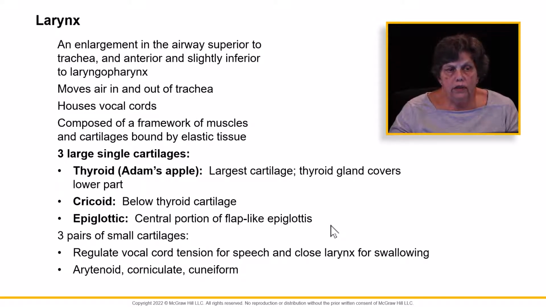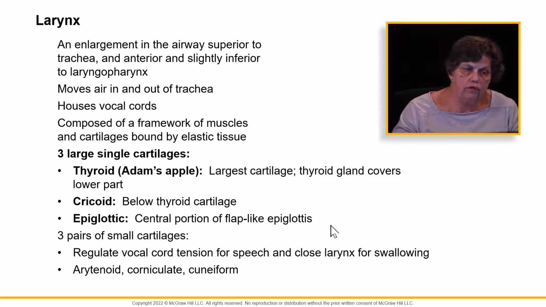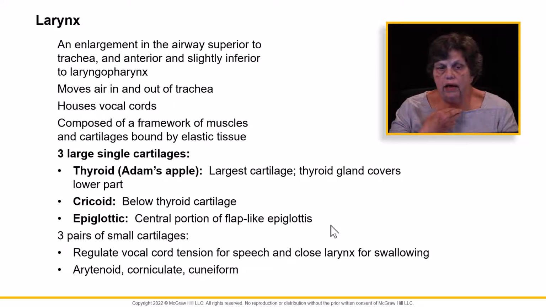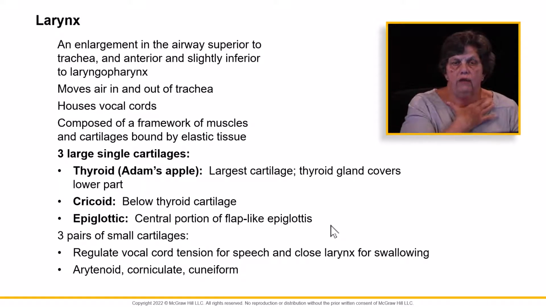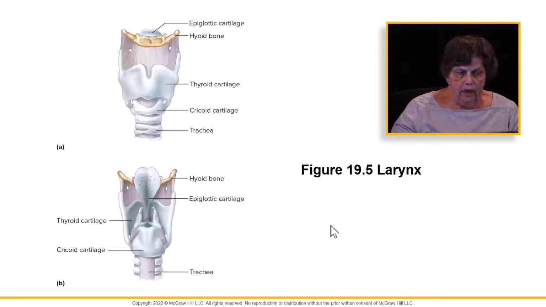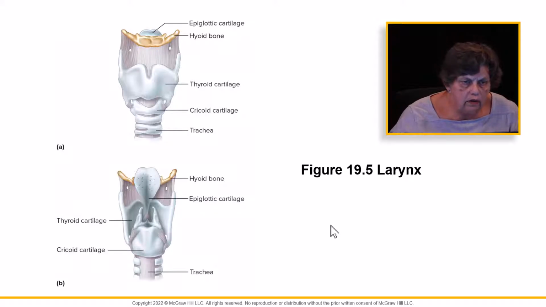We get down to the larynx, and this helps us move air in and out of that trachea. It is where the vocal cords are. We do have these cartilages. We have the thyroid cartilage, which is the Adam's apple. This is the thyroid gland, which covers the bottom part of that. We have a cricoid cartilage, which is below that, and then we have a cartilage, which is a central portion of the epiglottis. You can take a look and see that.